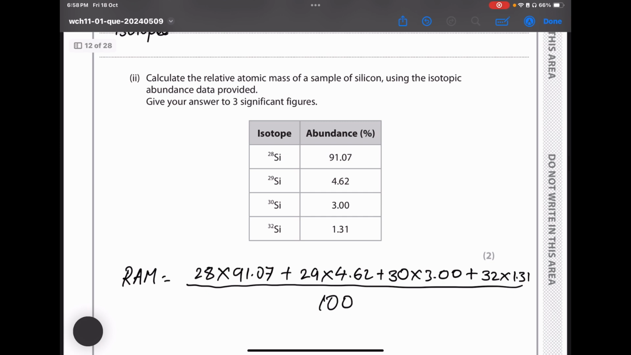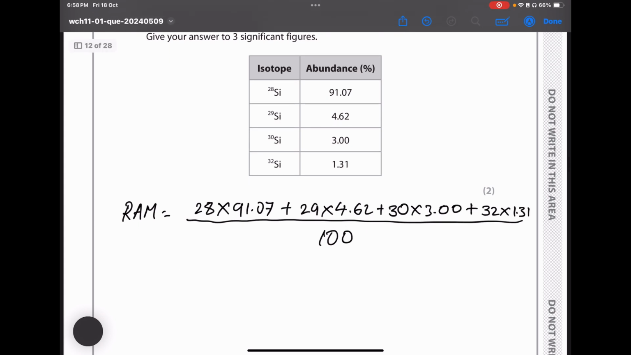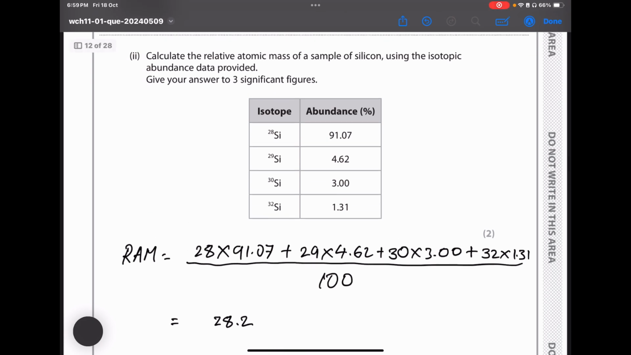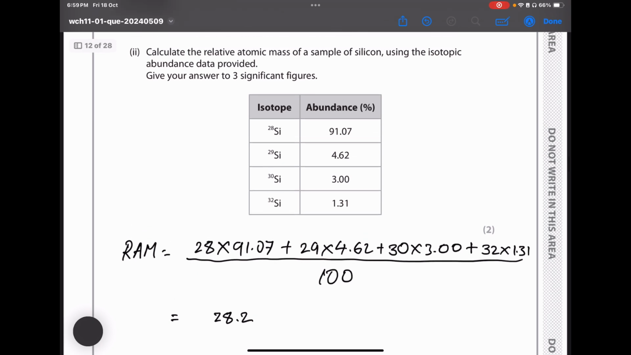Next, calculate the relative atomic mass. This is how we do it. If we plug it into the calculator, we will get a value of 28.2 actually. Now we need to give it in three significant figures. So that's why the answer is going to be in significant figures. Make sure, a lot of students forget about this three significant figure thing, and there are marks for that.